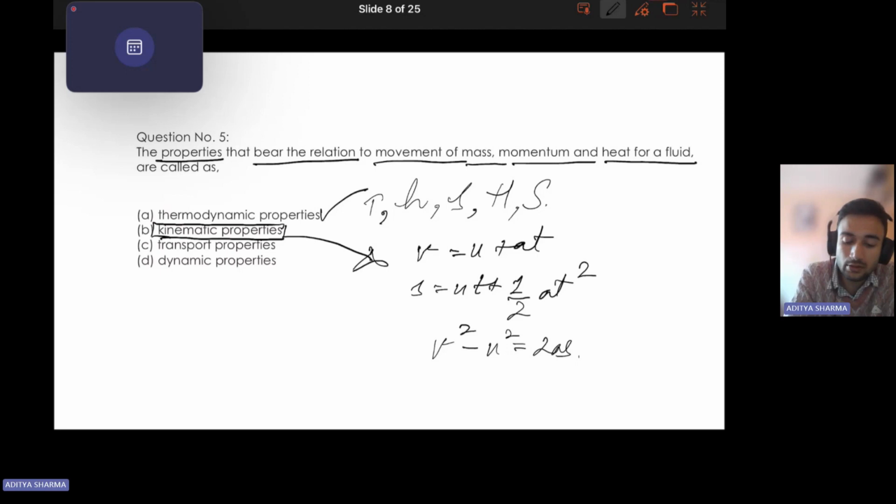All right. Then, that is not what the question is asking. The question is dealing with momentum also. Mass, movement of mass, movement of momentum. It's not just concerned with velocities or not just concerned with temperature or enthalpy or entropy, right? Not just heat terms, not just thermodynamic terms. So the third option is transport properties. So transport is very much linked to what has been asked in this particular question. All right.